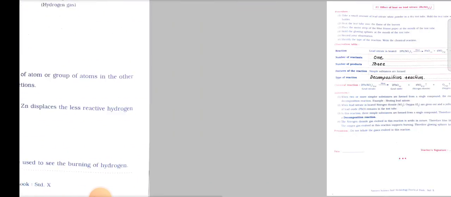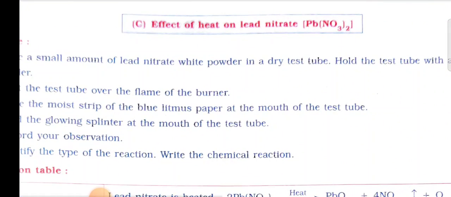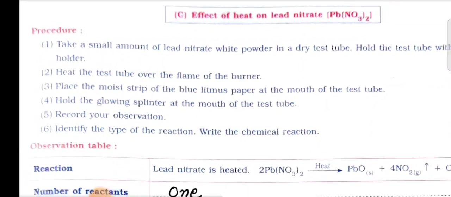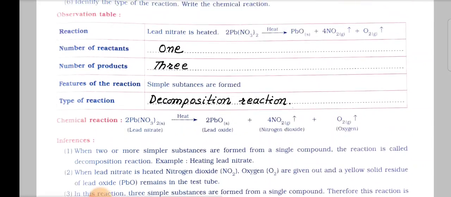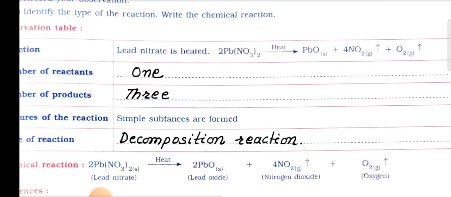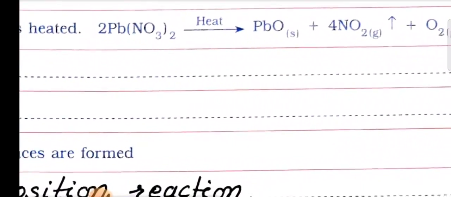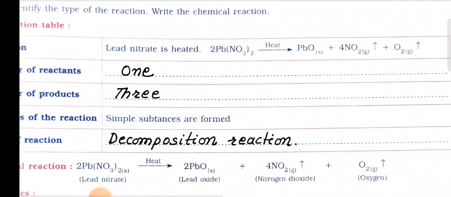Now next, see effect of heat on lead nitrate, Pb(NO3)2. Procedure. Now observation table here. Lead nitrate is heated: 2Pb(NO3)2 heat gives 2PbO solid, 4NO2 gas and O2 also gas formed.